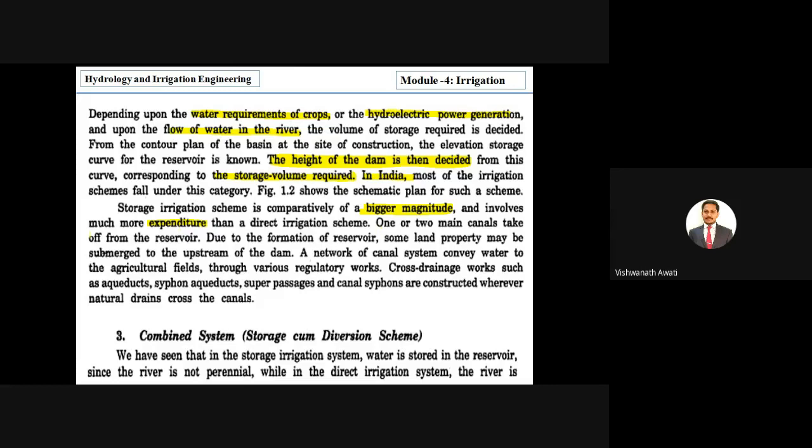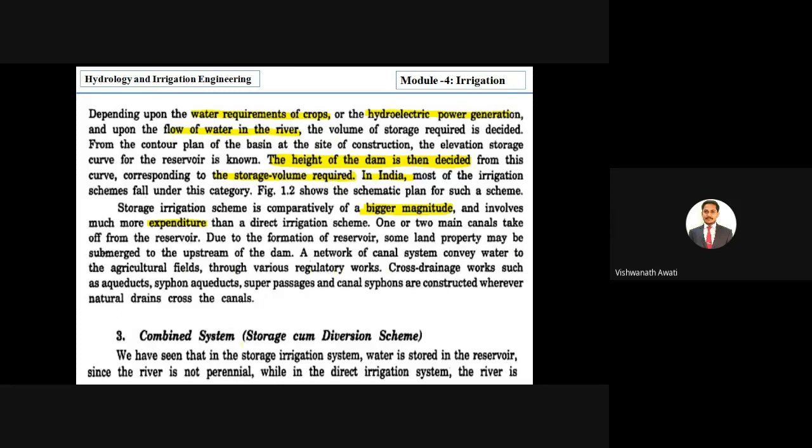One or two main canals take off from the reservoir. Here also left bank canals or right bank canals are given, or sometimes only one canal will be there to carry the water to the agriculture land. Due to the formation of the reservoir, some land property may be submerged. So due to the storage of water, some of the agriculture land on the upstream area of the river will be submerged, upstream of the dam. The network of canal system conveys water to the agriculture field through the various regulatory works.